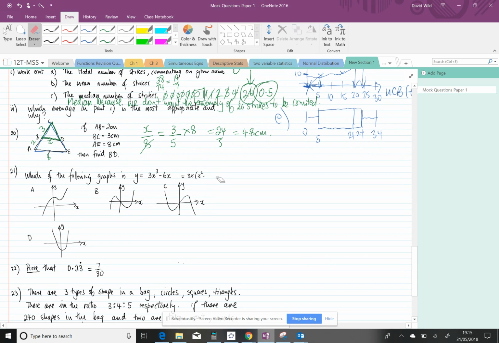Which of the following graphs is this? Now, unfortunately, I sent you part of the answer. I didn't mean to do that. Sorry about that, shouldn't have been there.